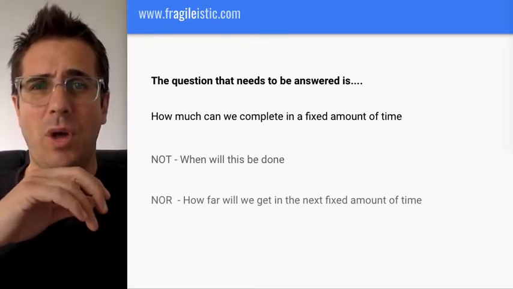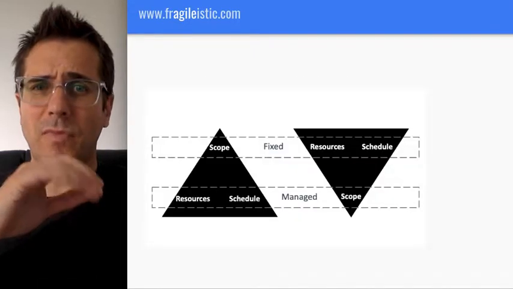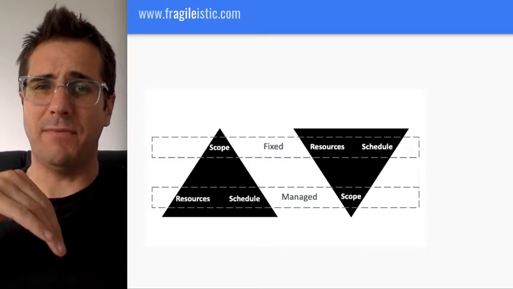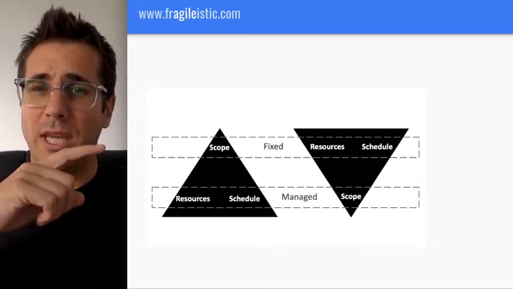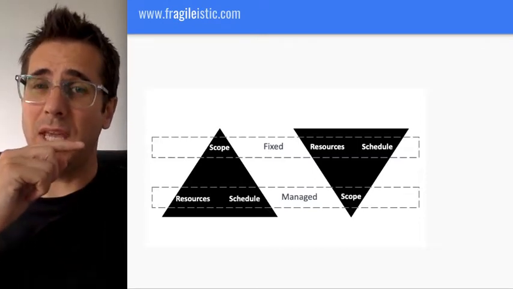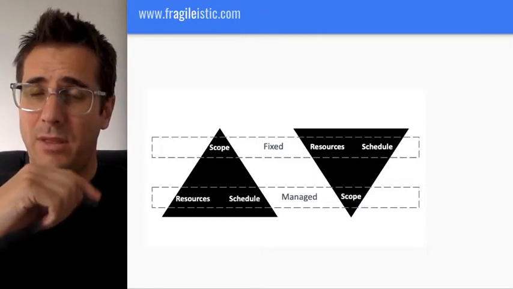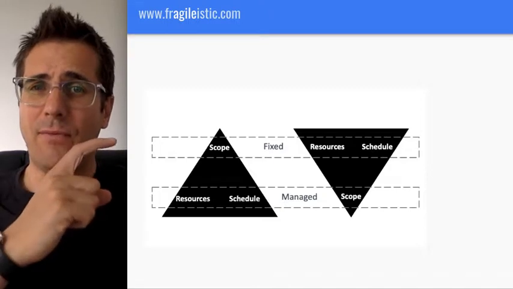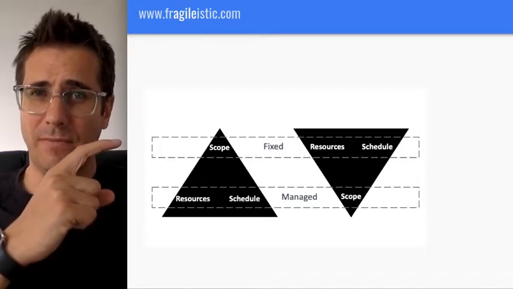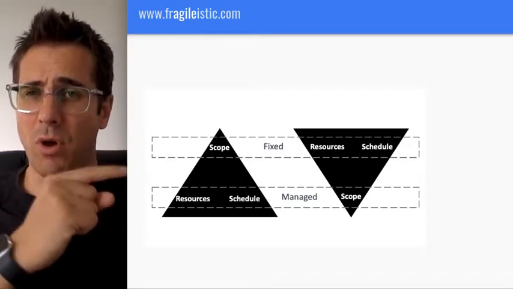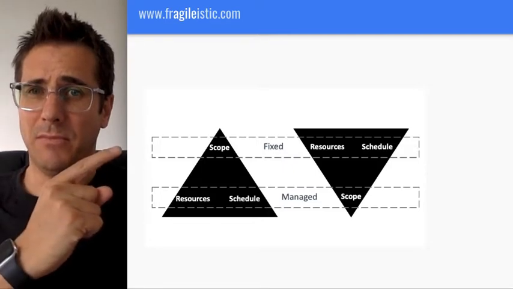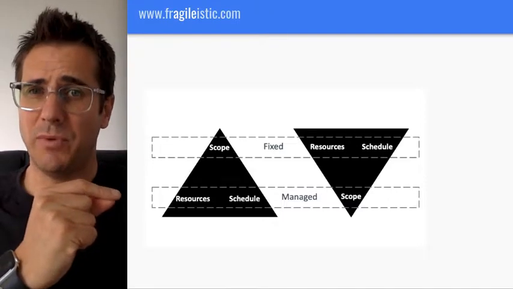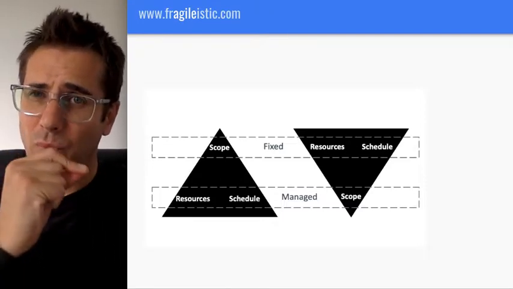And the reason why we focus on these things is because of these triangles. I may have introduced these before. I've definitely put these on my website before. One of those is working in an agile way, and one of them is working in a waterfall way. And the fundamental difference is what is fixed and what can be managed. If we are working waterfall, we are fixing scope. We know what we're going to do and how we're going to do it. So what we want to ask is, how much will it cost? What resources will we need? And when will it be done by? That's the waterfall way of working.